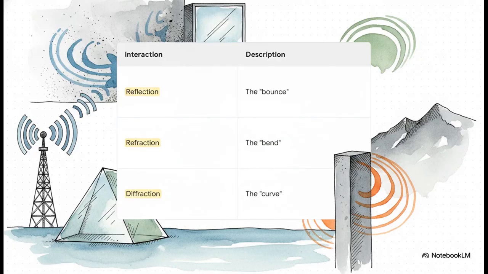And here they are, the big three. The easiest way to think about them is with these simple keywords. You've got reflection, which is the bounce. You've got refraction, that's the bend. And then you've got diffraction, which is the curve. Bounce, bend, and curve. Let's dig into each one.